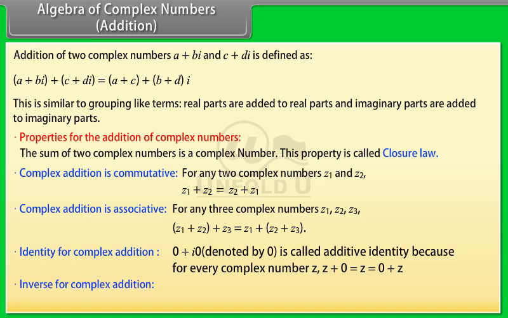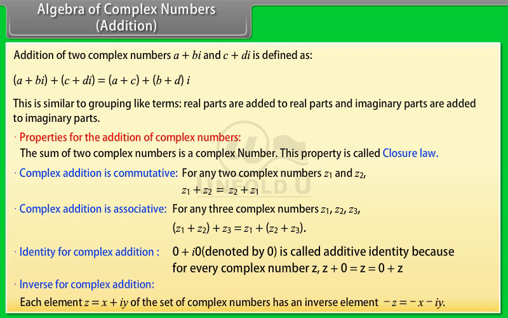Inverse for complex addition. Each element z is equal to x plus iota y of the set of complex numbers has an inverse element. Minus z is equal to minus x minus iota y.